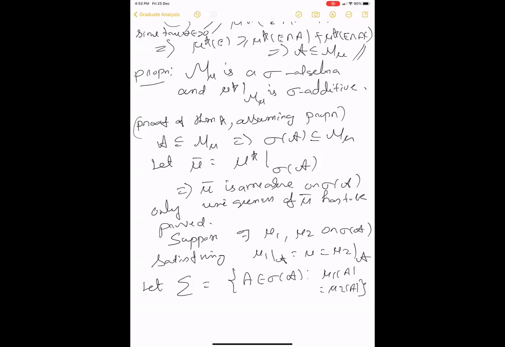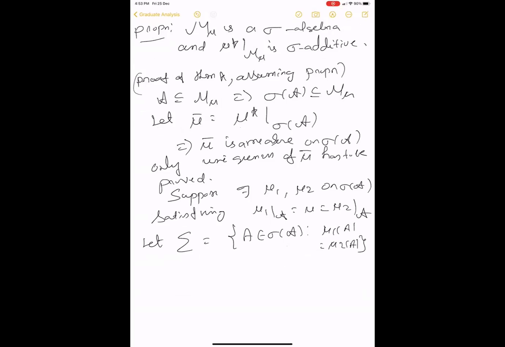The internet connection is not stable, it says. I hope it's not interrupted. We know that they coincide on A because both are extensions of mu. Now we want to say that they coincide on the sigma algebra generated by A. For that, we take this collection E where they coincide. A is contained in E, and it is enough to prove that E contains the sigma algebra generated by A. So it is enough to prove E is a sigma algebra.